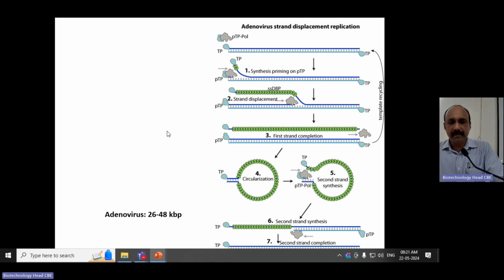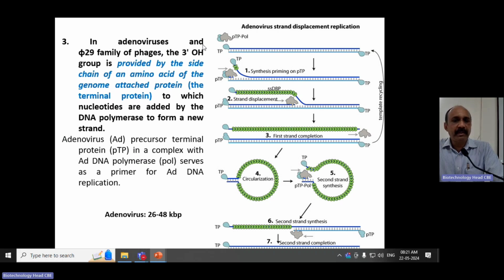So what happens here is that in adenoviruses and also in the phi29 family of phages, the 3' OH group is provided by the side chain of an amino acid of a genome-attached protein, which is called the terminal protein. This terminal protein attaches to the single strand, to which nucleotides are added by the DNA polymerases, which form the new strand. In adenoviruses, there is a precursor terminal protein, the pTP, which forms a complex with the DNA polymerase and serves as the primer for DNA replication.